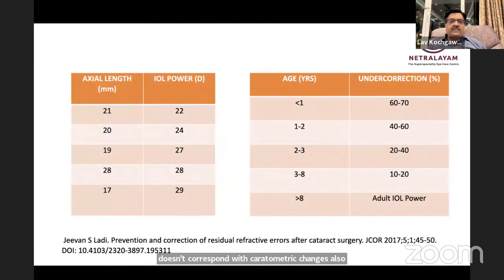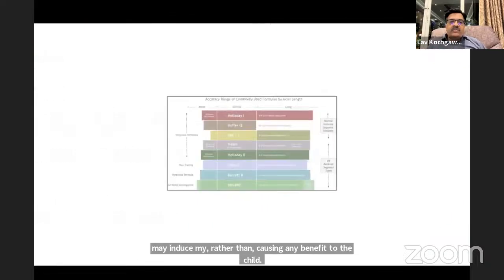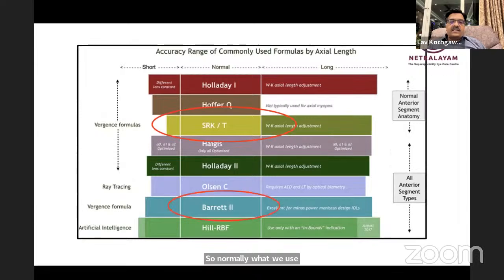Some crude methods are used for IOL power calculation, which I would say should be avoided, such as using axial length alone. And another thing is undercorrection. Again, a controversial topic, because there are various schools of thought. In children of 1 to 2 years, what was prescribed earlier was 40 to 60% undercorrection. But if these children are not compliant with spectacles, that may induce amblyopia rather than causing any benefit to the child. So normally what we use is either SRK/T or Barrett's Universal II.